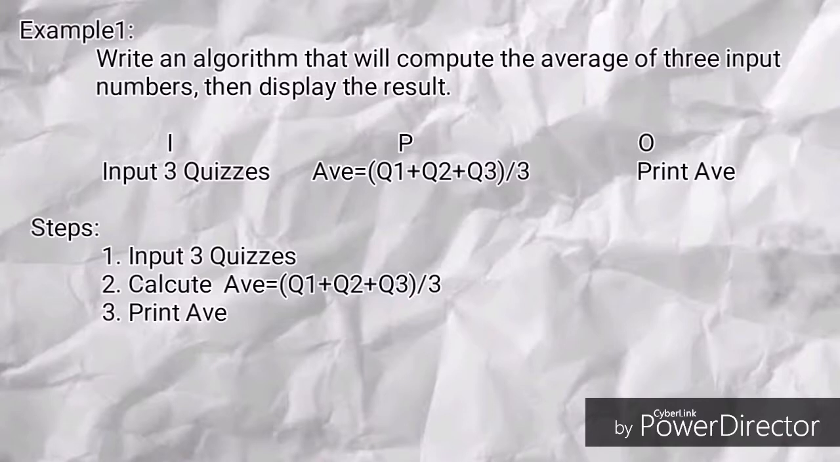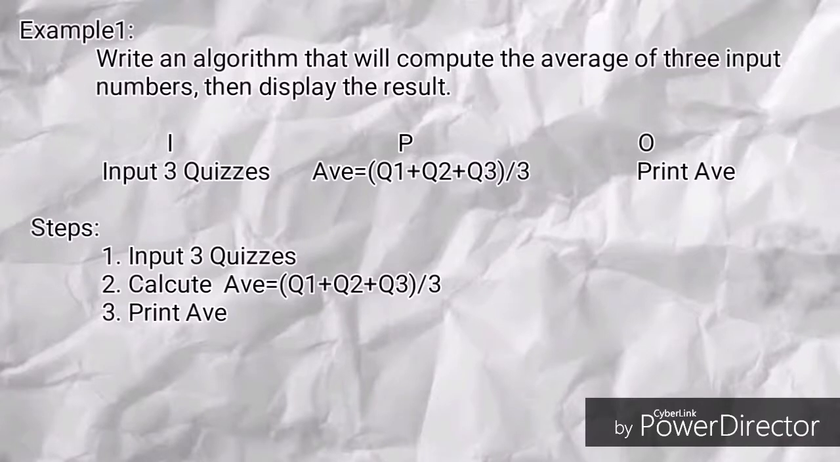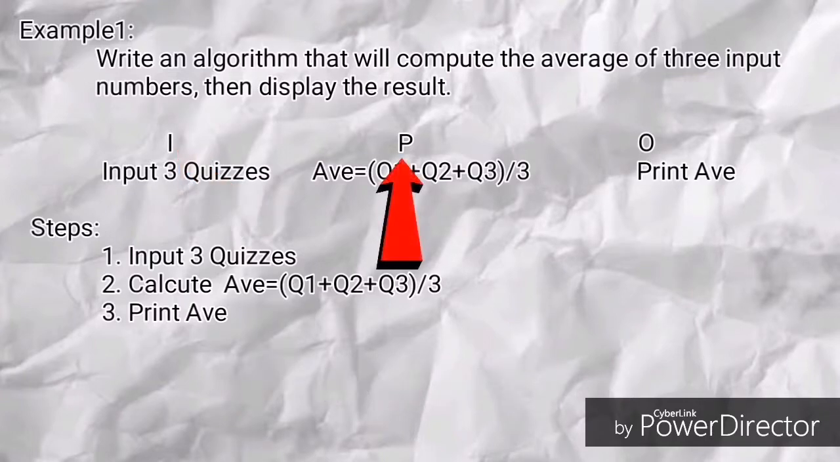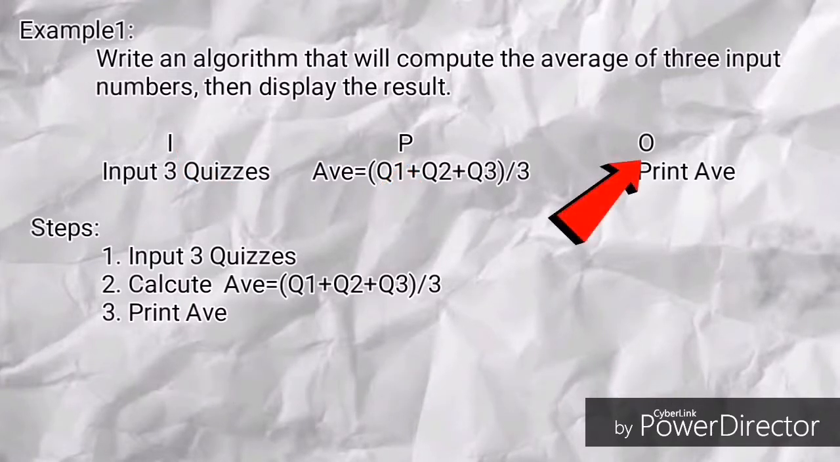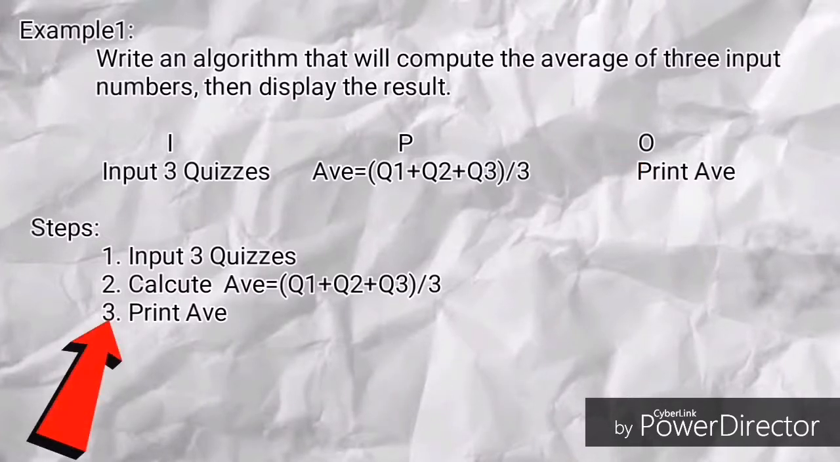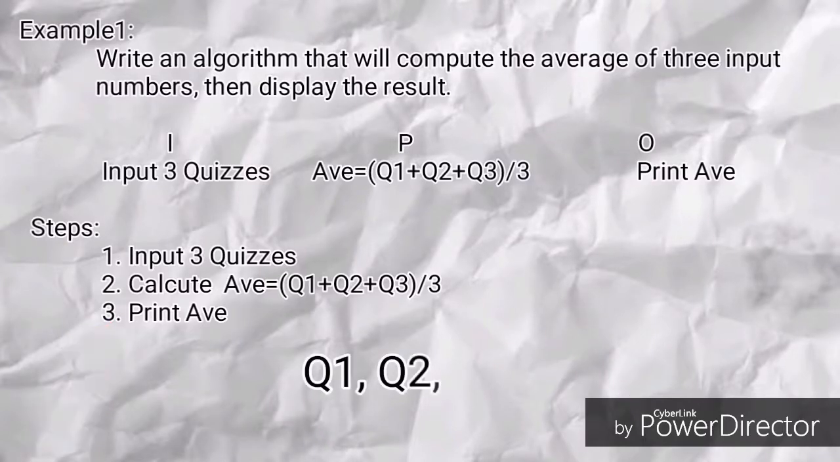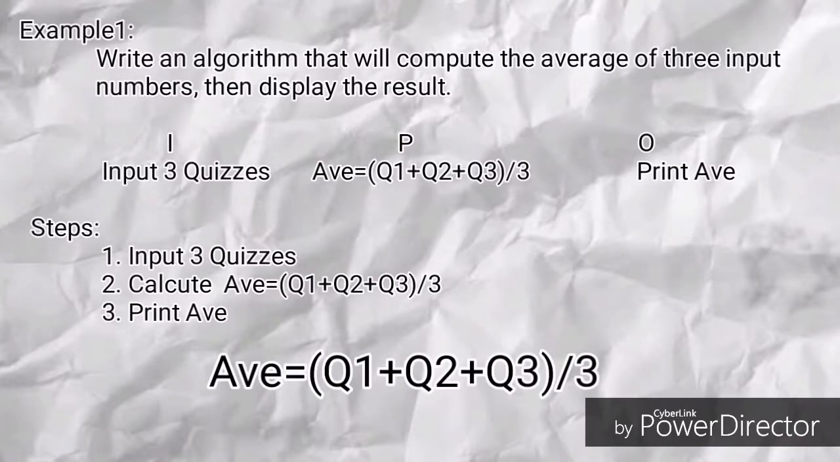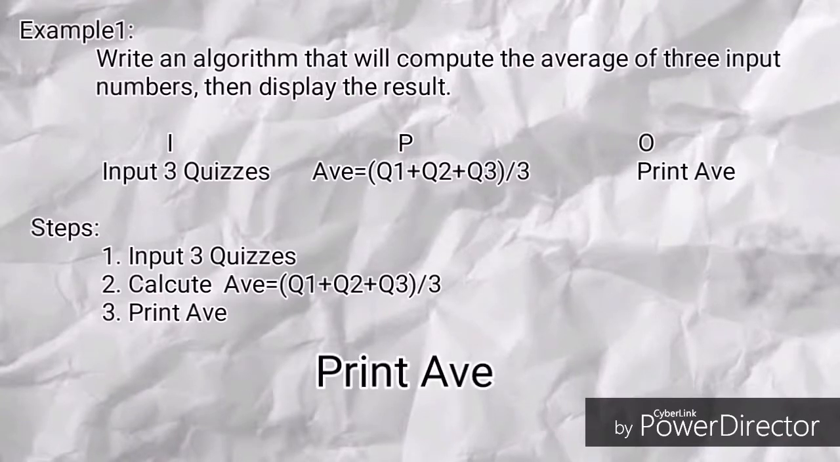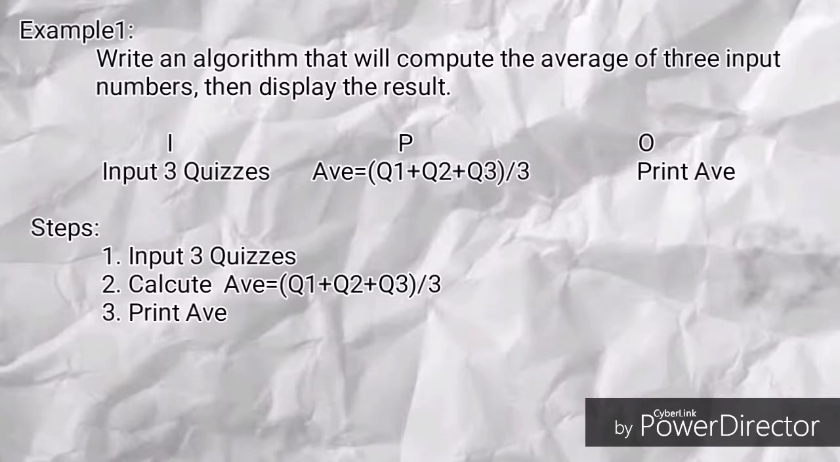This is the problem. Write an algorithm that will compute the average of the three input numbers, then display the result. I is the input, P is for the process, and O is for the final output. And these are the steps. First, input 3 quizzes. Second, calculate their average by summing and dividing by 3. And then print Ave. Hope you understand my first example.